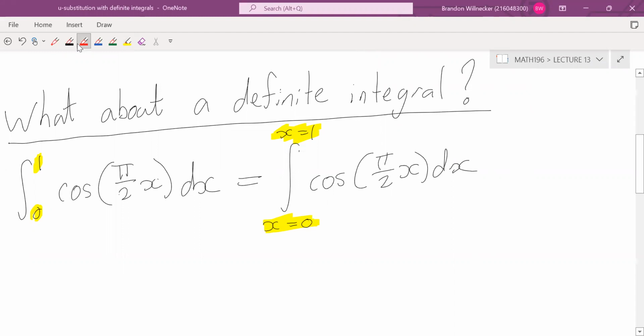So let's just make a little checklist of the things we need to do. Okay, we need to firstly do our U substitution. So u is going to be equal to pi/2 times x. Okay, I'm sure everyone has spotted that.